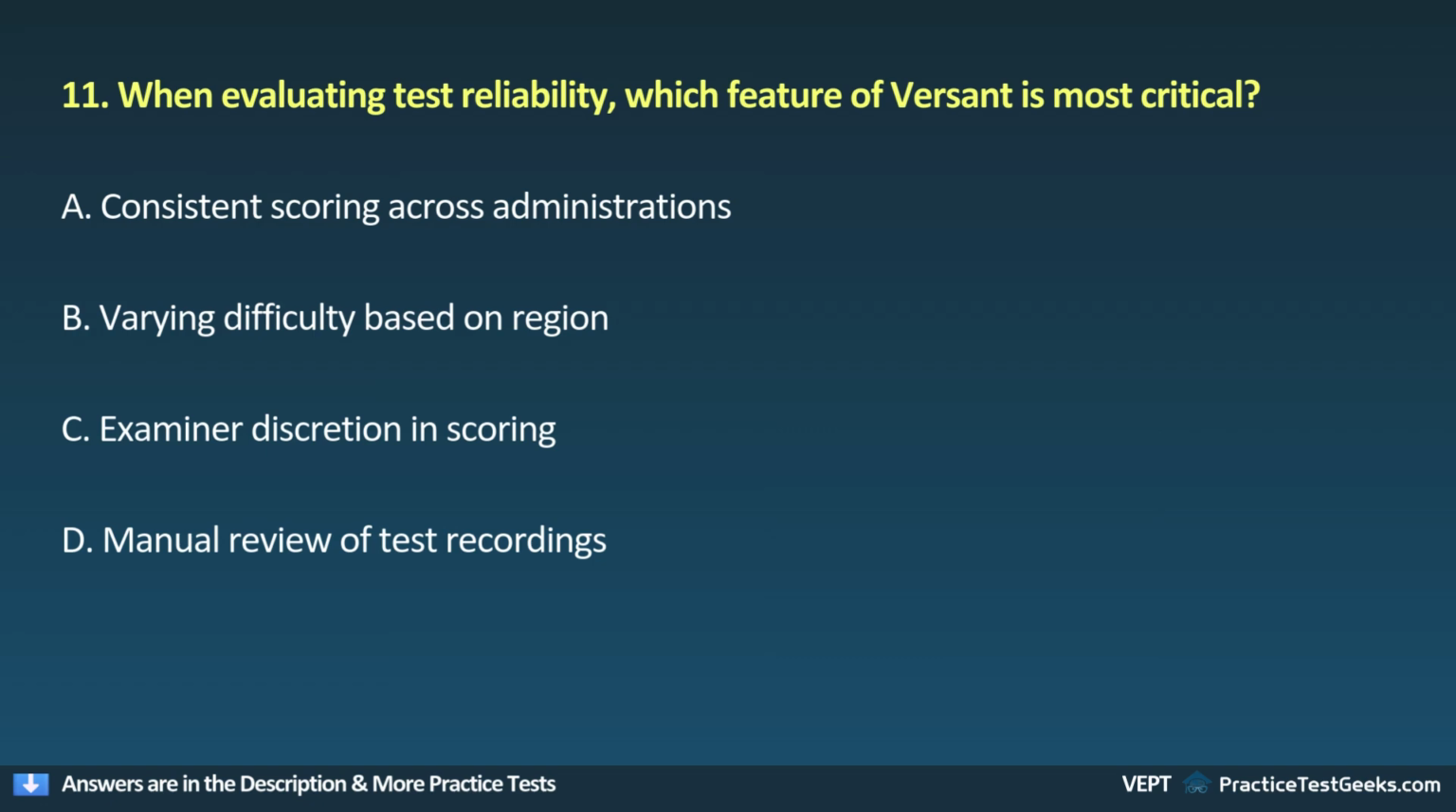11. When evaluating test reliability, which feature of Versant is most critical? A. Consistent scoring across administrations. B. Varying difficulty based on region. C. Examiner discretion in scoring. D. Manual review of test recordings.